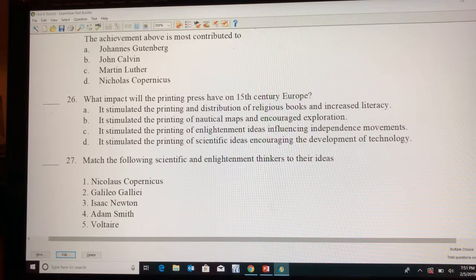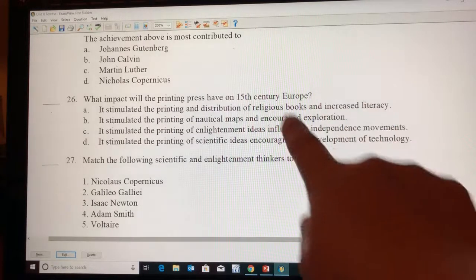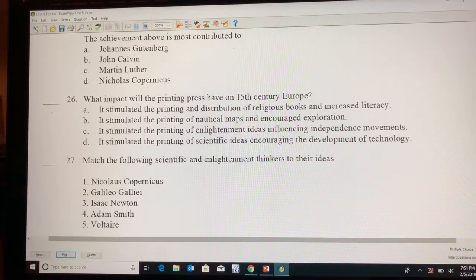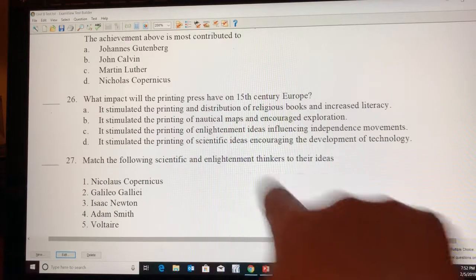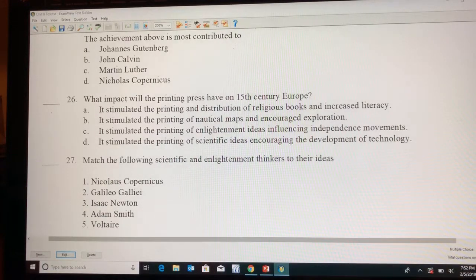So all of this is stimulating the printing. Which one is it going to stimulate? Is it going to stimulate the printing of religious books? Is it going to stimulate the printing of maps, Enlightenment ideas, or scientific ideas? Looking at what we're focusing on, is this going to be religious books, nautical maps, Enlightenment ideas, or scientific ideas? Determine as a class, and Miss Morgan has the answer.